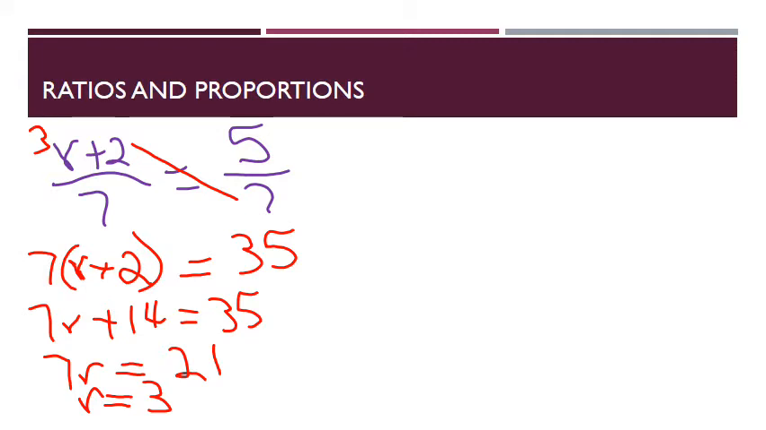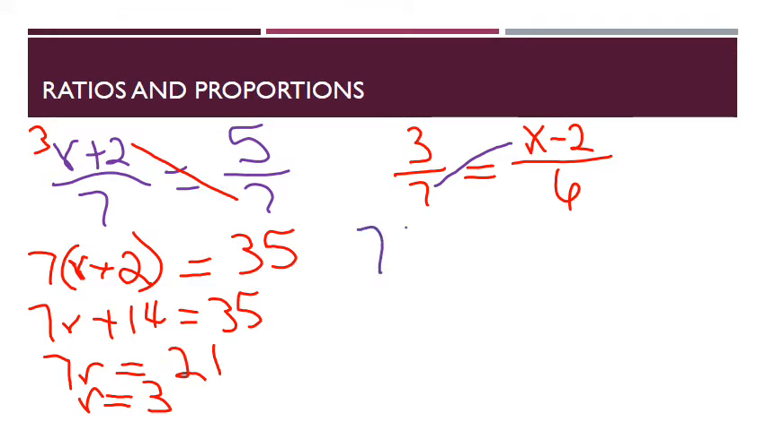Let's take a look at one more. We've got 3 over 7 equals x minus 2 over 6. Now, what do you suspect we do? Well, we're using a cross product. So I'm going to have 7 times x minus 2. We'll have to, again, distribute a 7, for this whole x minus 2 in parentheses, equals, and we use a cross product here, 3 times 6 is 18.